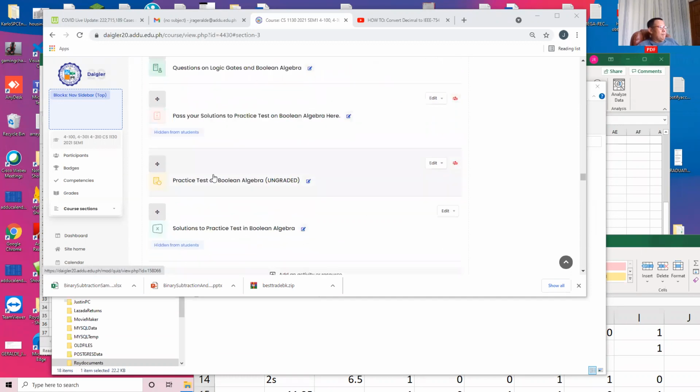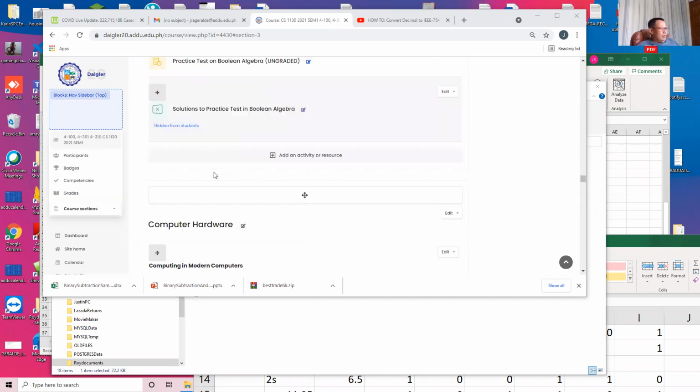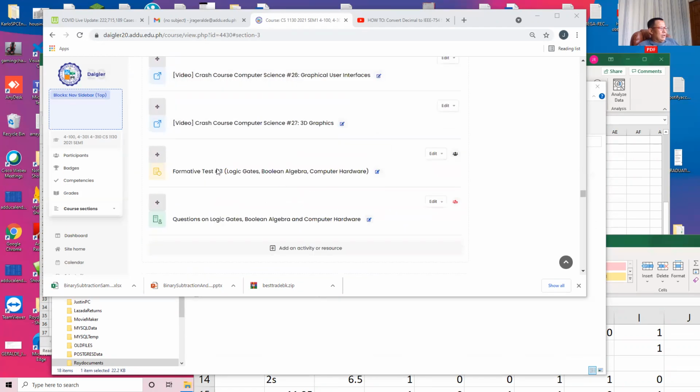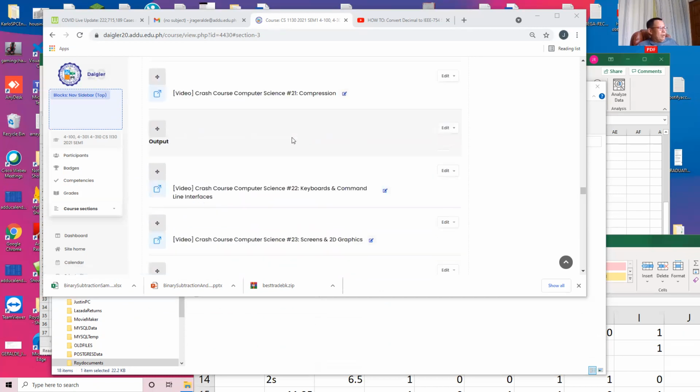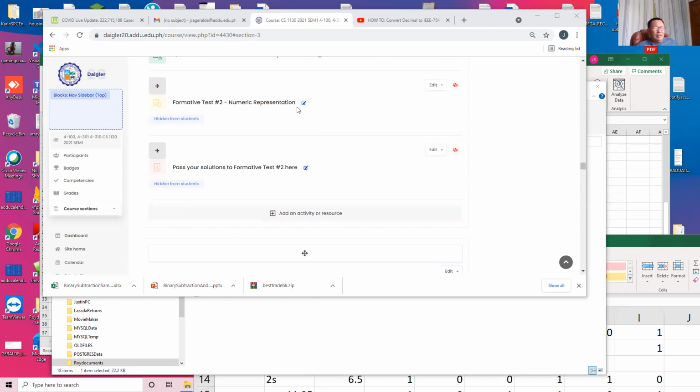We will not include Boolean algebra because we'll have a third formative test involving Boolean algebra and logic gates. So our second formative test will not include Boolean algebra, but our third will include it and computer hardware. September 17 is already the third week, right? Early in the third week of September is the second formative test. Any questions so far? Next meeting, we will answer the questions.